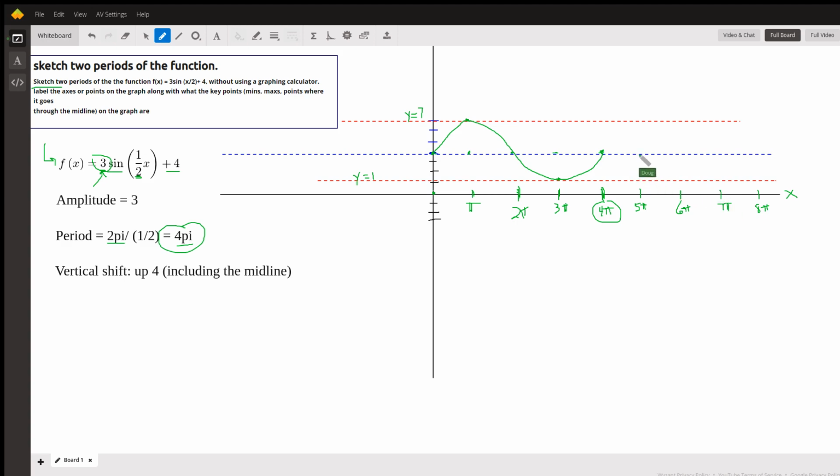And then you can picture these quarter points on the midline. We know that we're going to climb up to the max, back to the midline, down to the low point, back to the midline. So there's another period. Again, a fairly rough sketch. And you could come this way out here if you wanted to. You could come to negative 4 pi, do the midpoint, midpoint, midpoint, and draw the same picture going in the reverse direction.